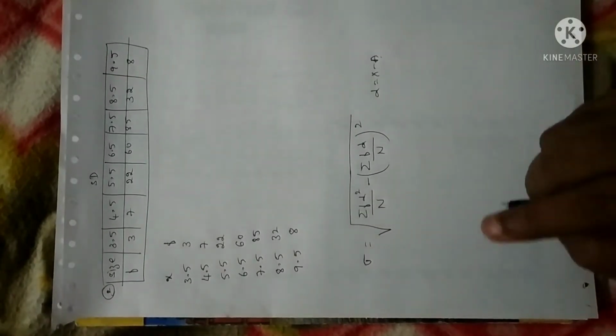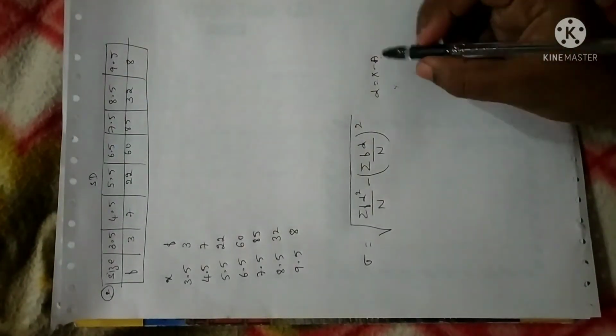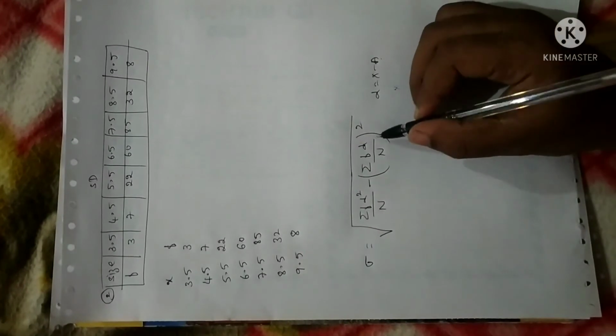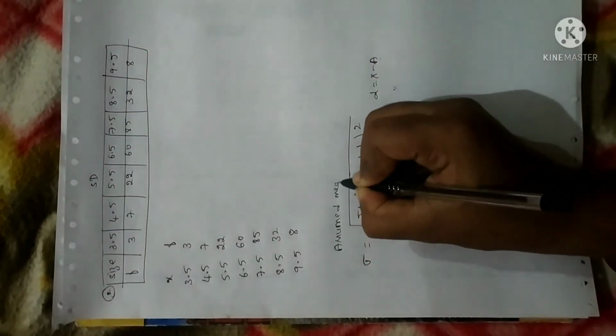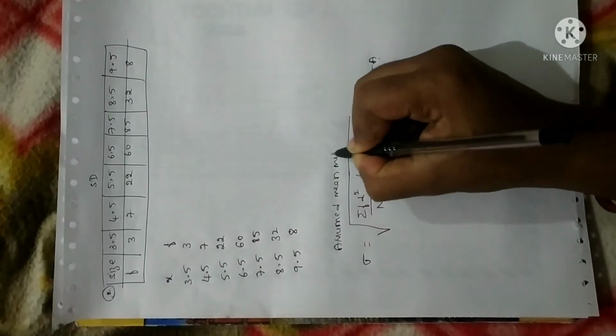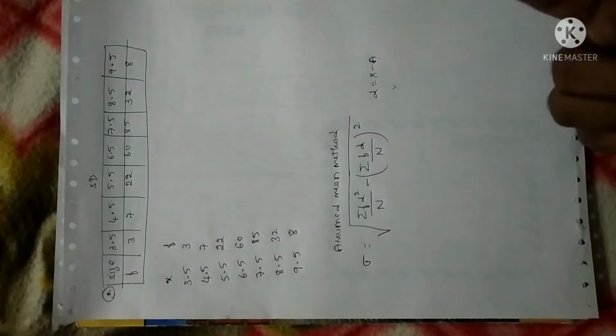Why? Because in actual mean method, which I'll also do one problem in, we have to calculate x bar. But it is not necessary for the assumed mean method. That is why I'm choosing the assumed mean method here. Fine. So it is better to choose assumed mean. The actual mean method will consume a lot of time, as you have to calculate the mean again. Anyhow, I'll do one problem.